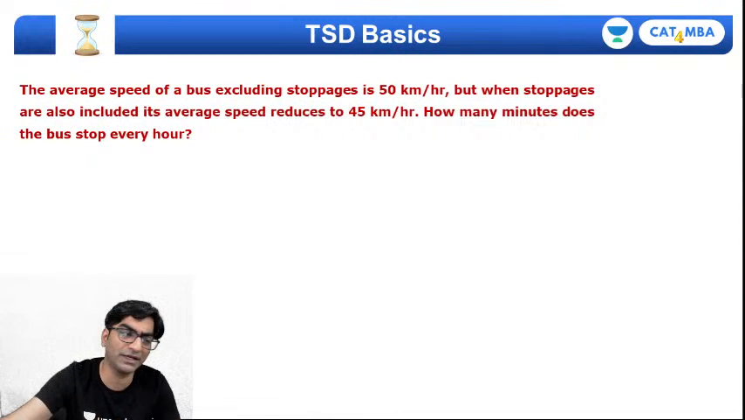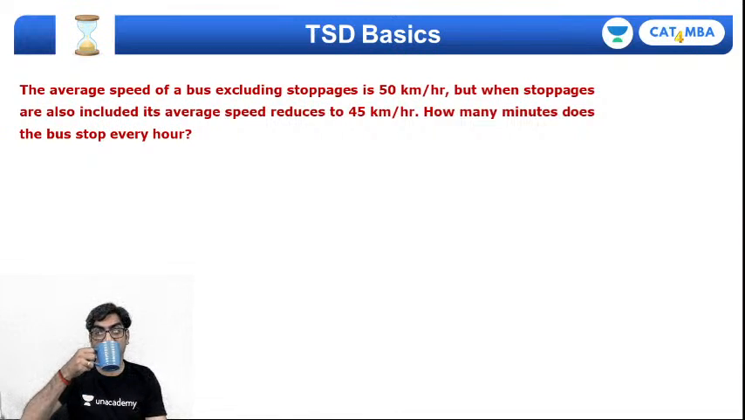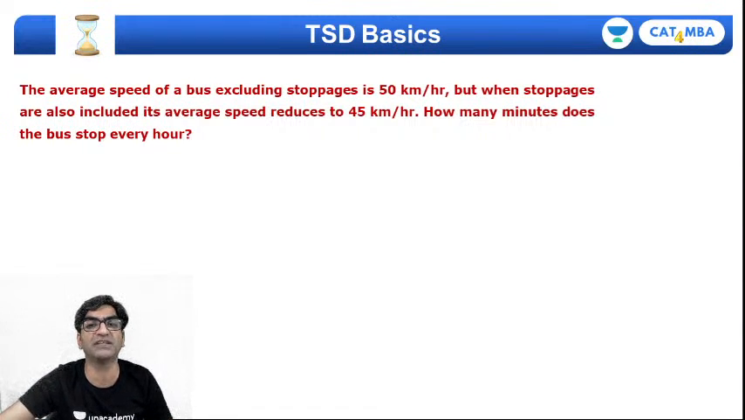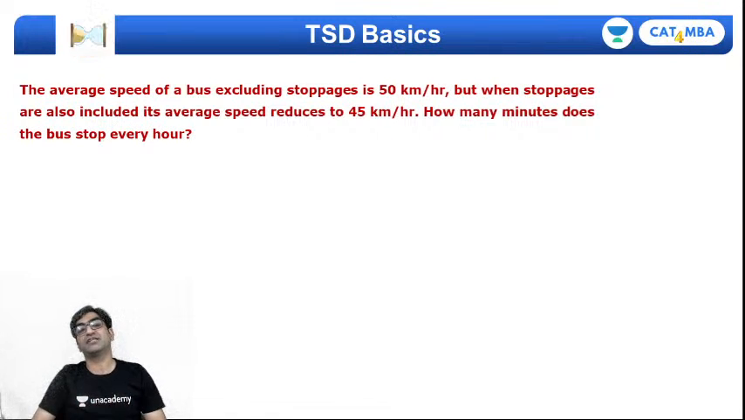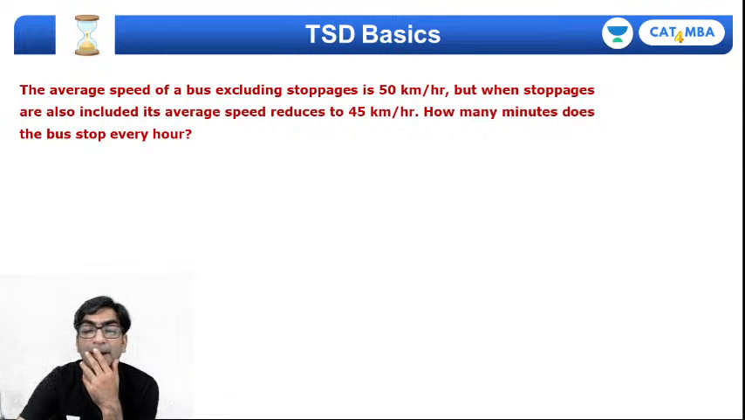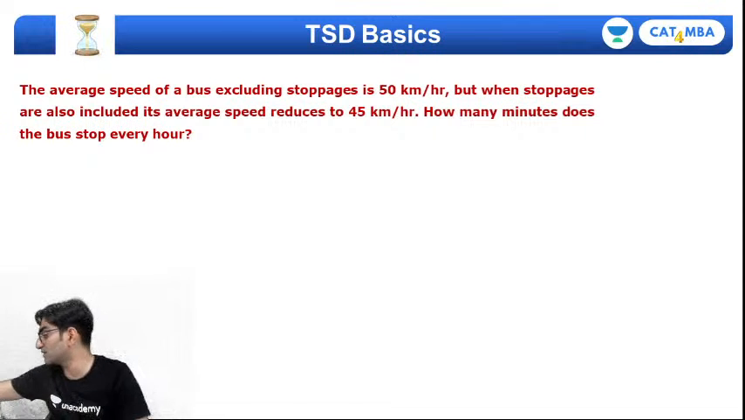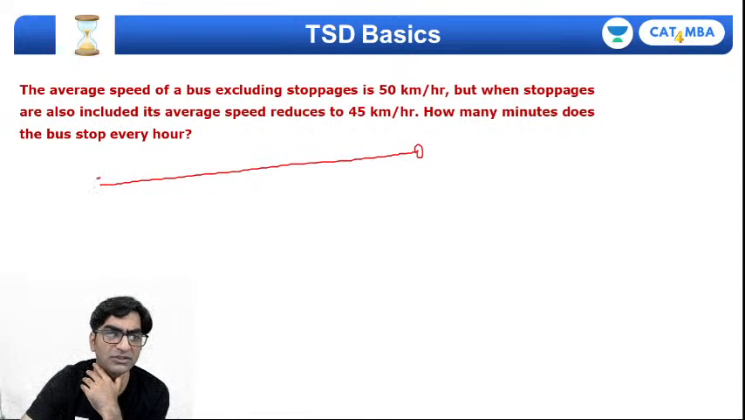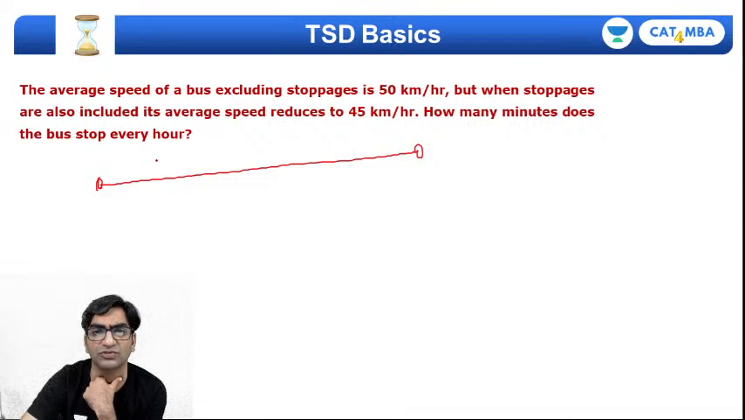Here's a slightly more tricky question. Average speed of a bus. The question sort of splits it up; I'm giving you two average speeds for the bus. One is the average speed which does not include the stoppages. But if I include the stoppages as well, the average speed drops to 45, right? How many minutes does it stop every hour? So again, a tricky question. You can solve it in a general sense. You don't need to use any formula.